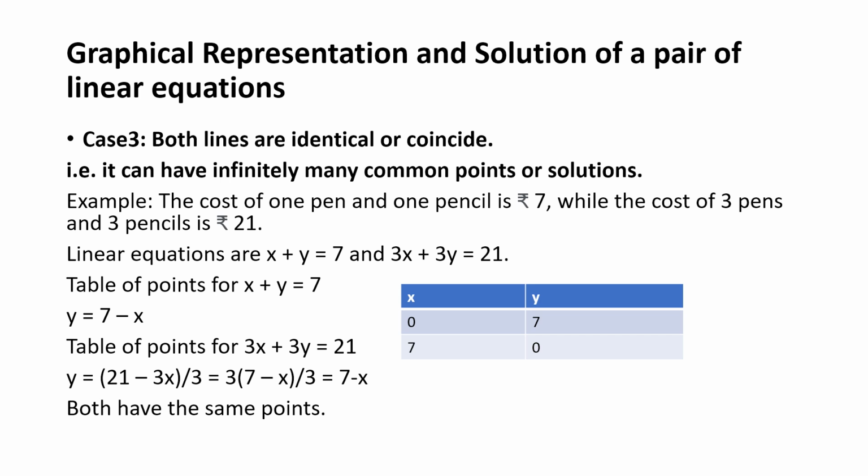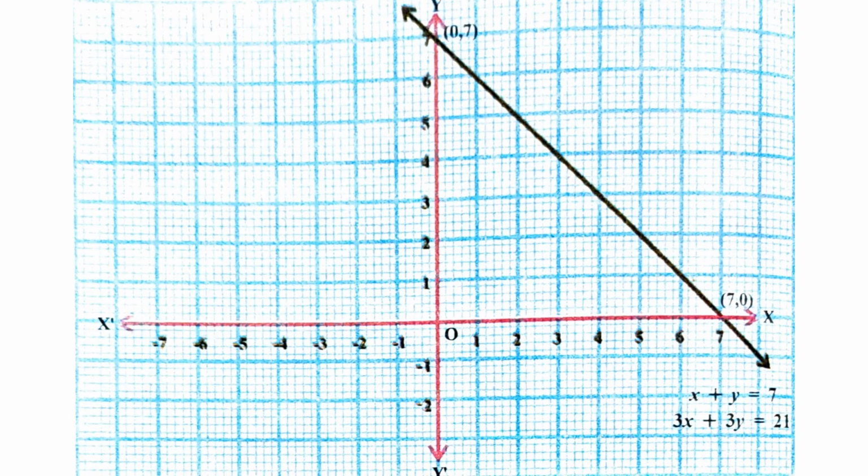For example, the cost of one pen and one pencil is rupees 7, while the cost of 3 pens and 3 pencils is rupees 21. So x + y = 7 and 3x + 3y = 21. We can very well see that both the lines have the same points. We can see in the graph that a single line corresponds to both the equations. So all the points on this line can be said to be the solution.